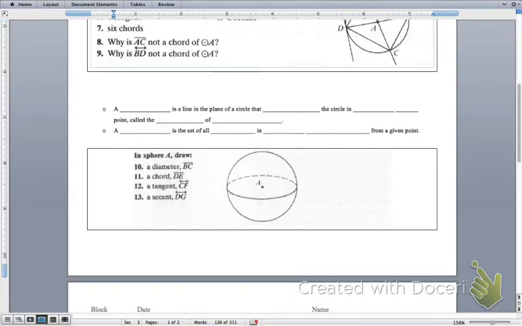All right. Now, here are the next set of definitions. A tangent is a line in the plane of the circle that intersects the circle in exactly 1 point.